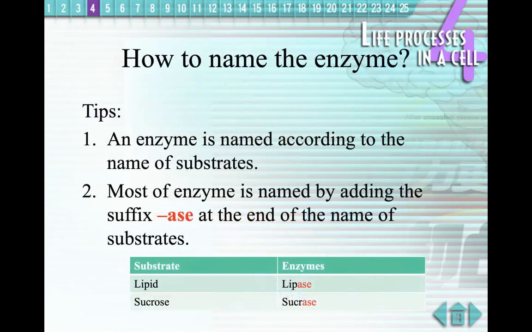So how you can name the enzyme? Basically, you just add ase at the end of the words. For example, lipase, sucrase, maltase. So in order for you to easily recognize the enzyme, if you see at the end of the words there is ASE, it means that it is enzyme.